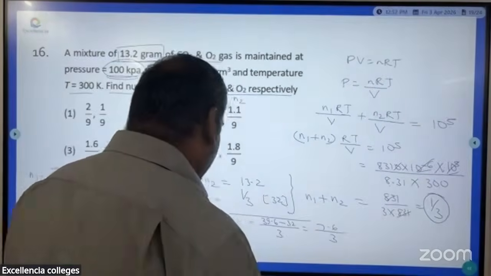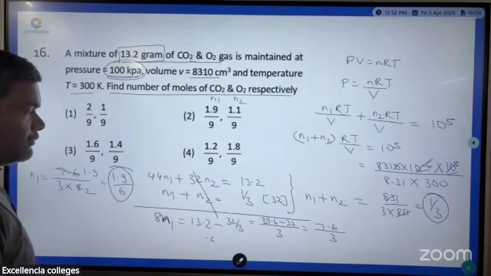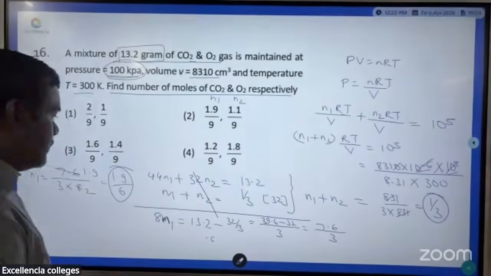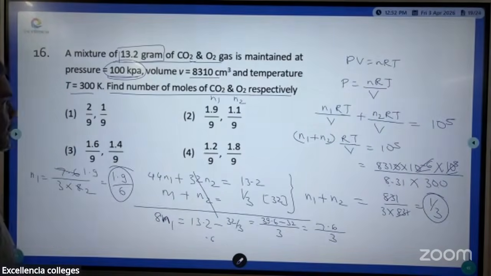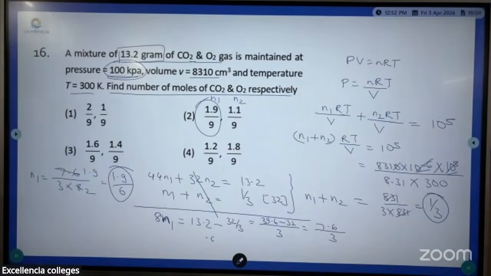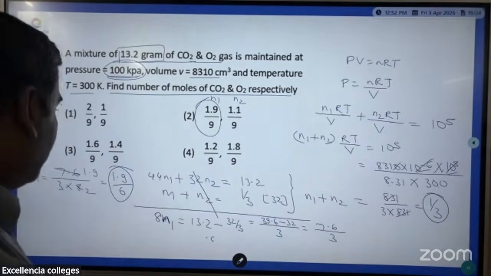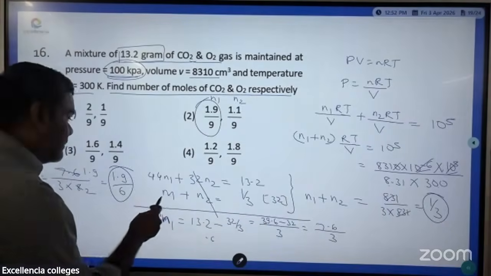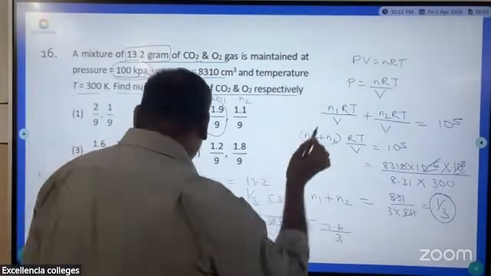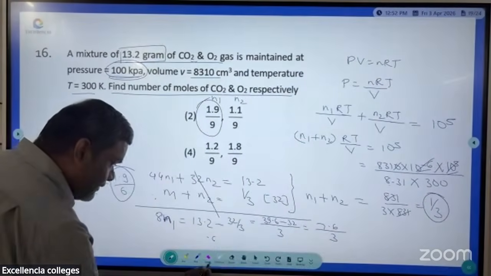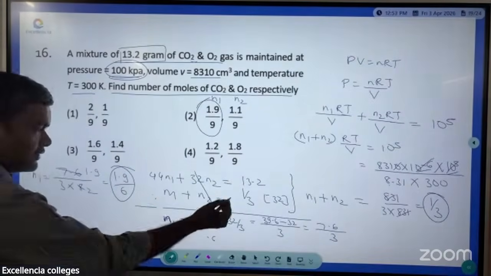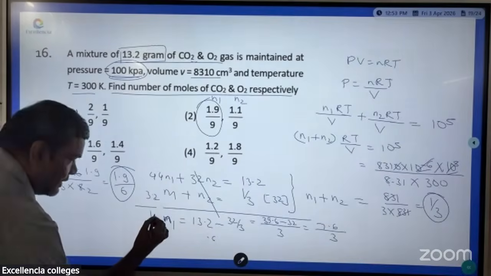1 plus N2, 32 by 3, and that's going to give me 1.9 by this moles. So 32 into 1 by 3. So I am getting this one option, 1.9 by 6. Okay, so here 44 minus 32 is 12. That's a calculation error. Wait a minute, here this is 32 multiplied. So 44 minus 32 will become 12 N1.